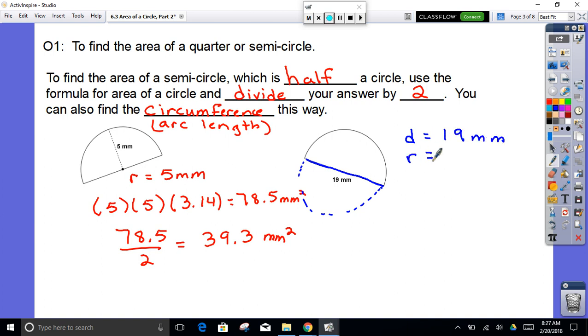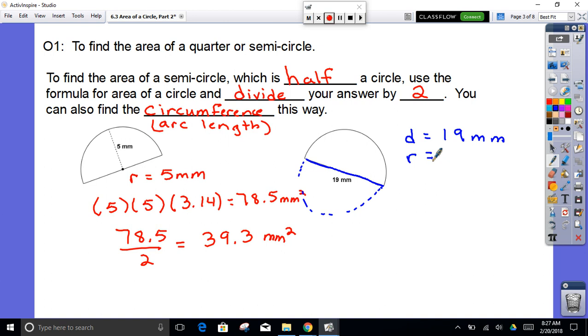Braden, what would the radius of the circle be? If the diameter is 19 millimeters, how are the diameter and the radius of the circle related? The radius is half of the diameter, so what would the radius be? No, the radius is smaller than the diameter. The radius, you just said it's half of the diameter. What's half of 19?